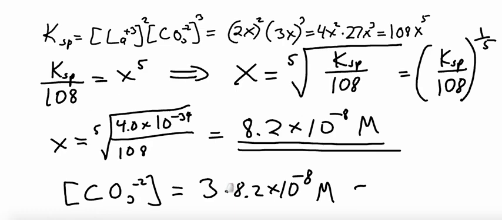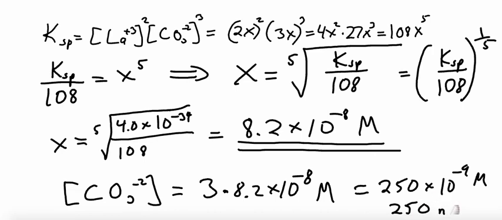So if we say that 3 times 8.2 is around 25, that's going to be 2.5 times 10 to the negative 7, or 250 times 10 to the negative 9 molar. So that's 250 nanomolar. So a very low concentration indeed. This isn't a very soluble salt.